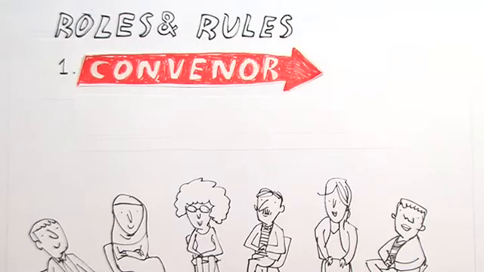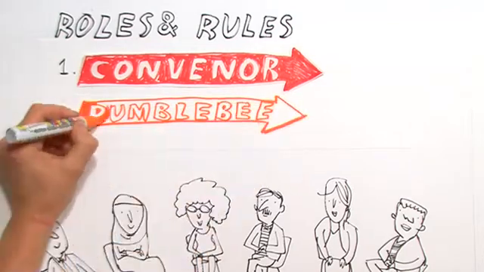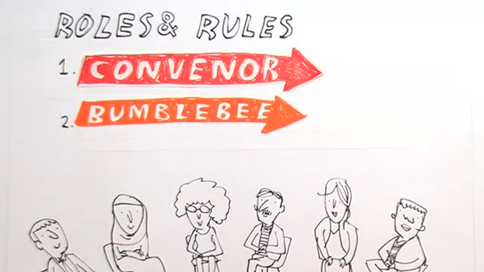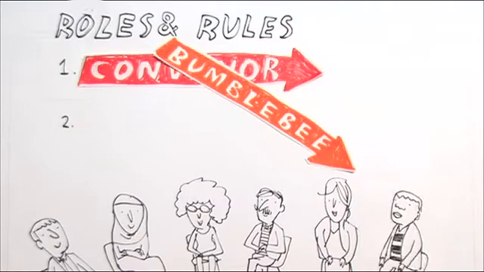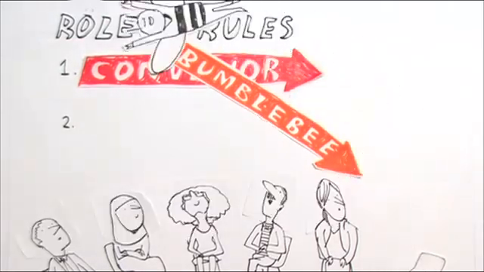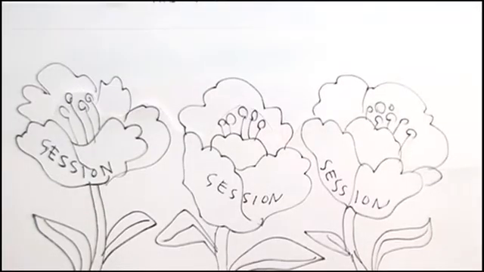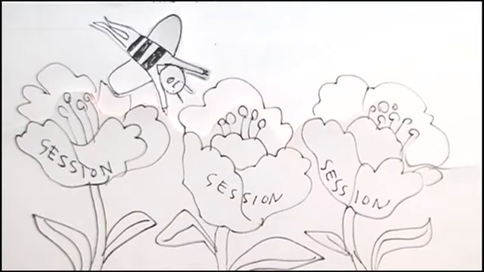Second role is Bumblebee. No doubt in a group like this there'll be lots of people who are really enthusiastic about lots of the sessions that are raised and really want to go to everything. That's fine. If you really feel like that, just be a Bumblebee and buzz around cross-pollinating ideas in multiple sessions. No one's going to stop you doing that. In fact, we encourage you to do it.